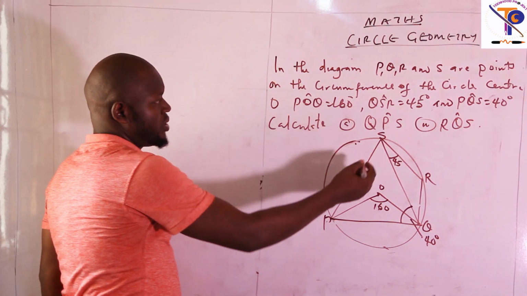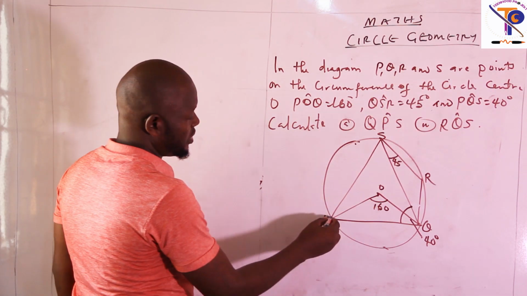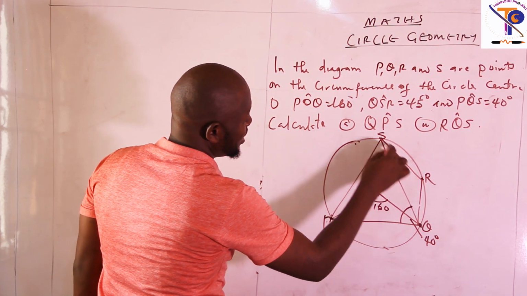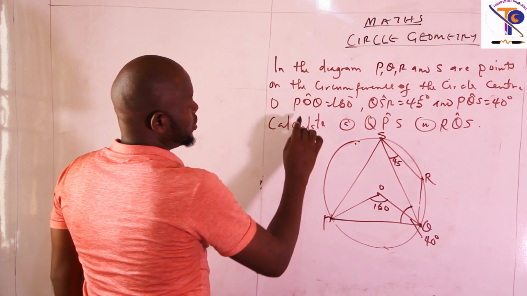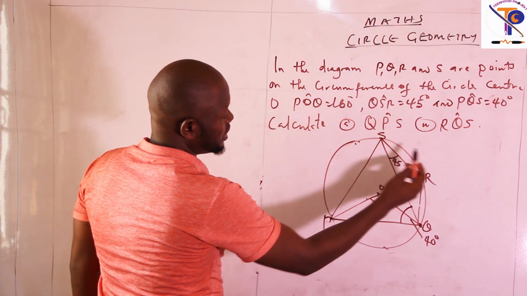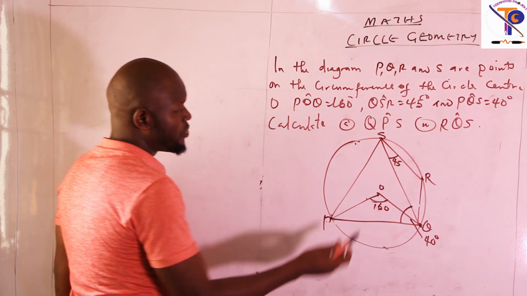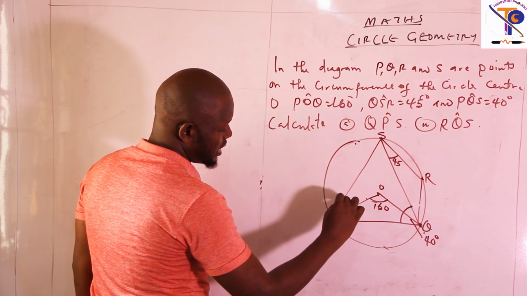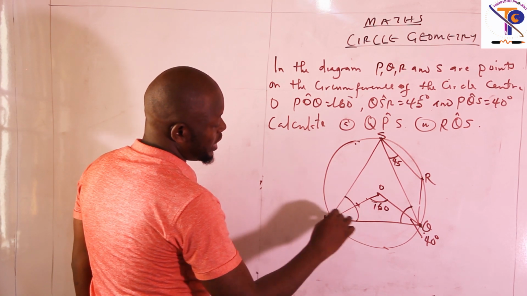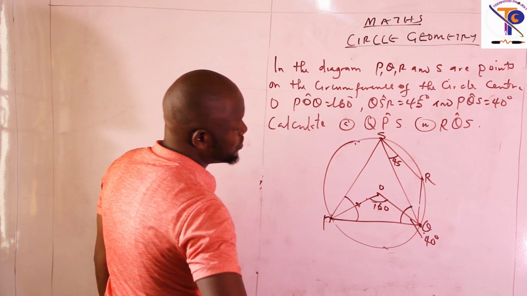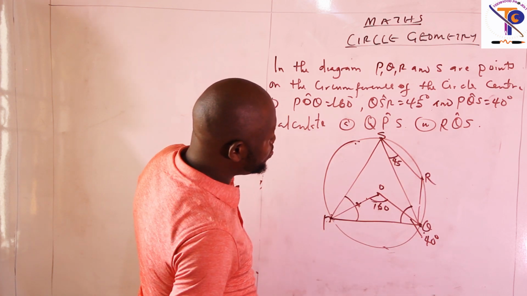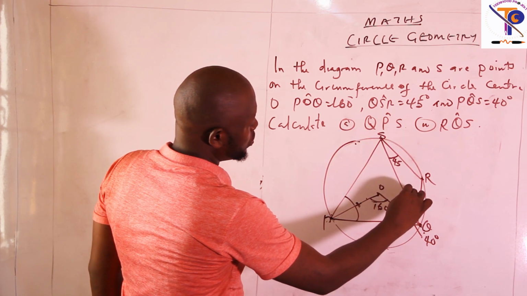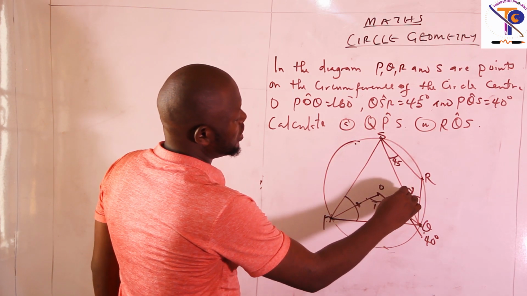In the diagram, PQRS are points on the circumference. Obviously, you can identify this one to be a cyclic quadrilateral. Let's see if it's going to be useful. But this is 160 according to this, and 45. And what will we have to find? QPS, Q, P, and S. That means this entire angle. Let me call this one X, the first question to be solved. And QRS, R, Q, and S. That means this angle. Let me call it Y. All right.